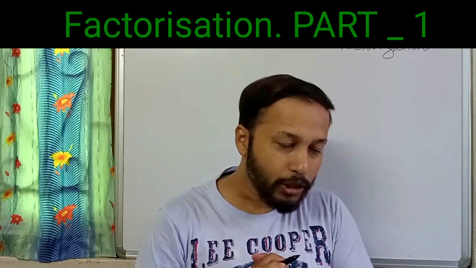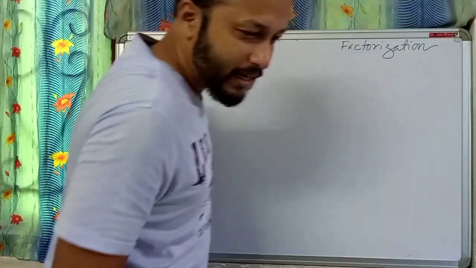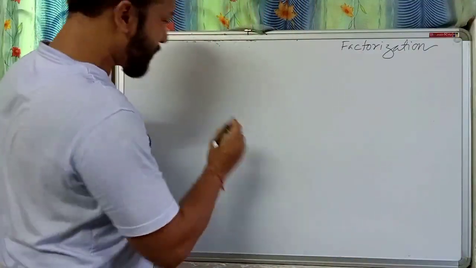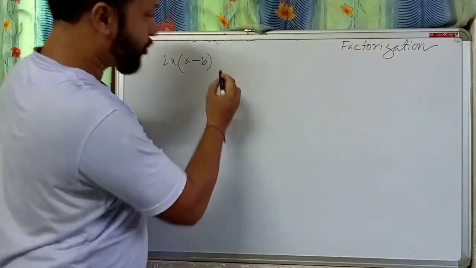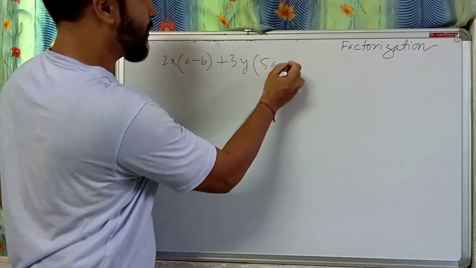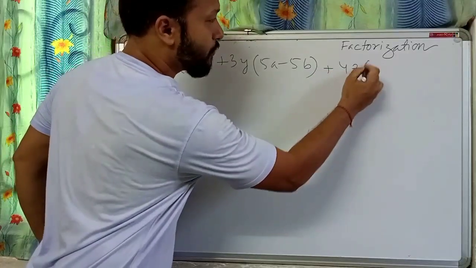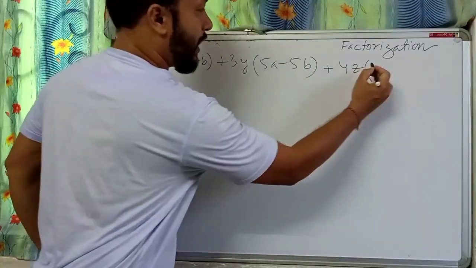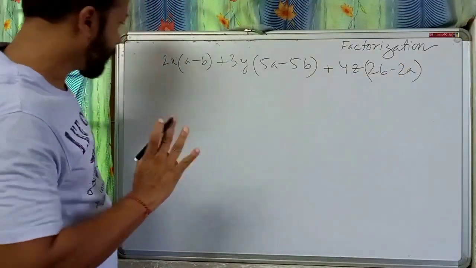So we will do some sums. I have selected some sums for you which are taken from factorization, and we'll solve them one by one. First sum which I have selected, let me write that sum for you: 2x(a - b) + 3y, then 5a - 5b, then plus 4z, then 2b - 2a. Yes, see what we have to do.